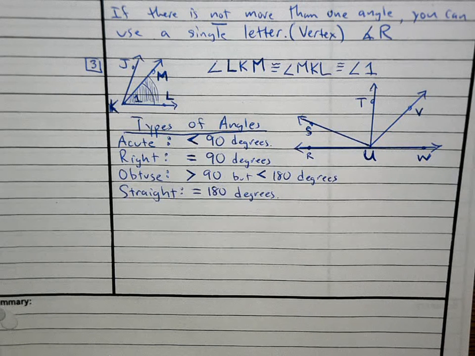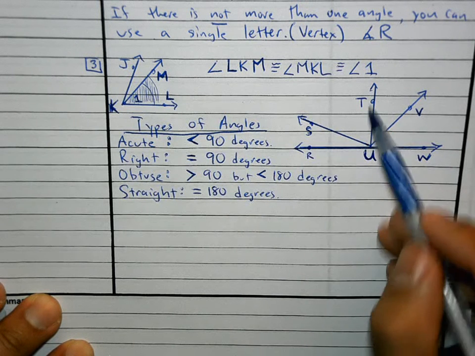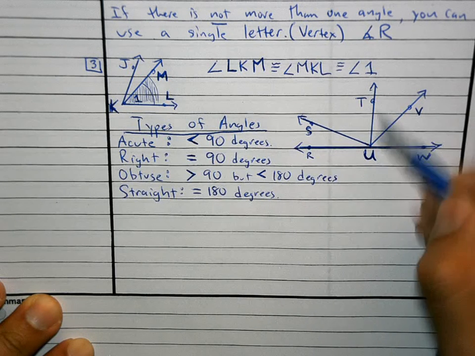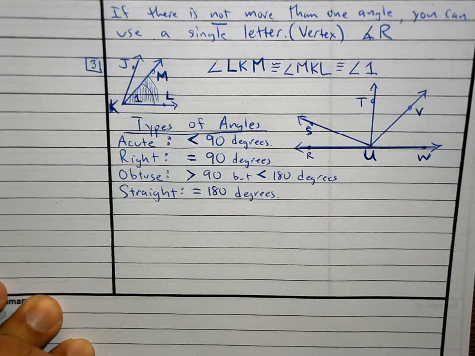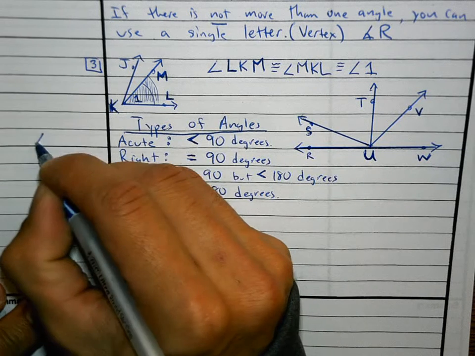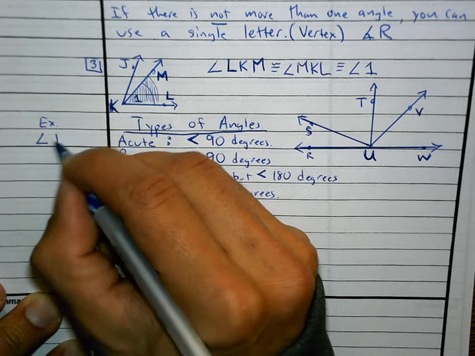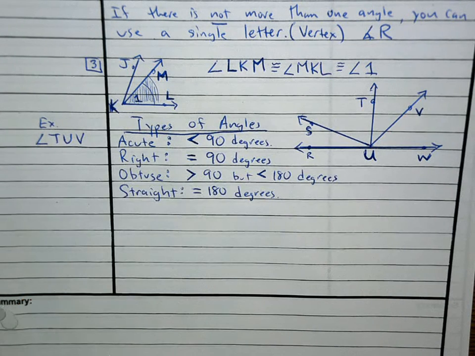Okay, so let's pick out an acute angle. If I said angle TUV, T, then U, then V, means this angle here. Is that acute? Yes. So next to my acute, I'm going to put an example right here on the left side. Acute is angle TUV. Side, vertex, side. I have to label it that way.